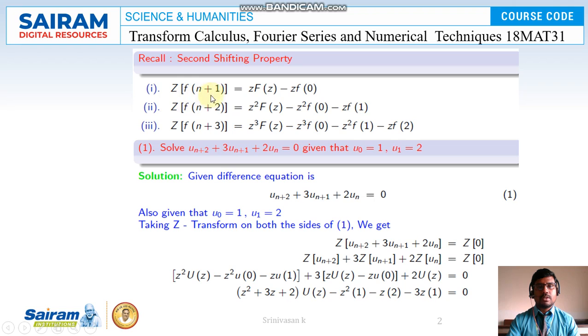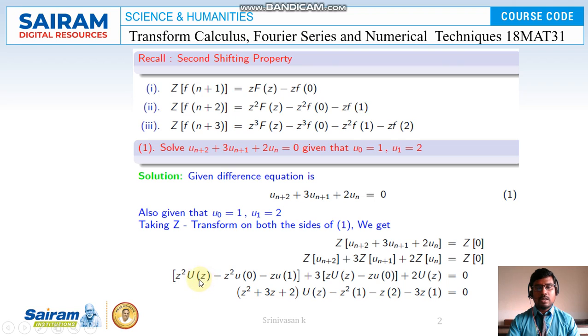What is Z of f of n plus 1? It is z into capital F of z minus z into f of 0. Here replace capital F by capital U and small f by small u. That gives 3 into z into capital U of z minus z into u of 0, plus 2 into capital U of z. What is Z of u of n? That is U of z. And Z of 0 equals 0.